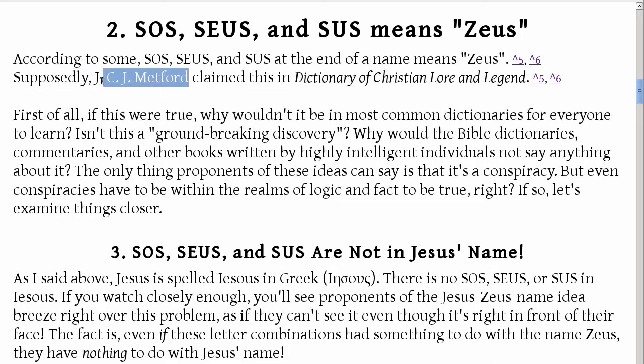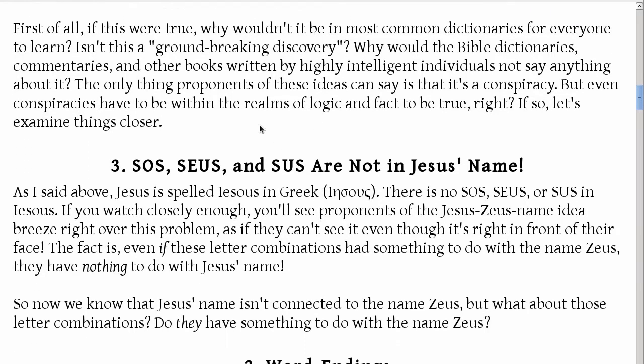I don't think I've ever heard of J.C.J. Metford before, but he very well could have said that SOS, SEUS, and SUS at the end of a name means Zeus. So, if you wanted to look that up yourself, go ahead. Here's the information. I don't think it's necessary for this video. First of all, if this were true, why wouldn't it be in most common dictionaries for everyone to learn? Isn't this a groundbreaking discovery? Why would the Bible dictionaries, commentaries, and other books written by highly intelligent individuals not say anything about it?